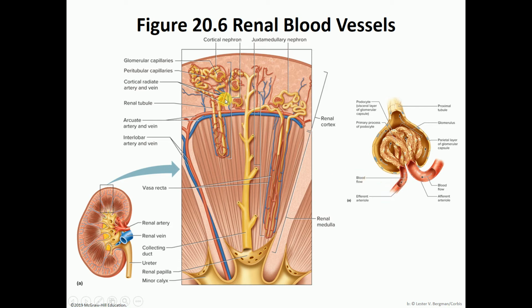That efferent arteriole, now going back to this picture, will surround the loop, will surround the proximal convoluted tubule and so on, and those are known as your peritubular capillaries. Now that all of that oxygen was being used, we need to gather the venous blood, and we do so through these cortical radiate veins, draining into the arcuate veins that drain into the interlobar veins, and then the interlobar vein will drain into the renal vein.